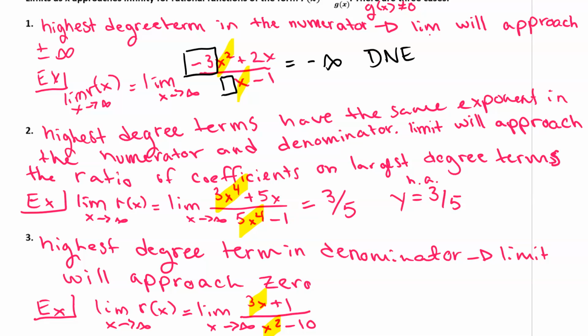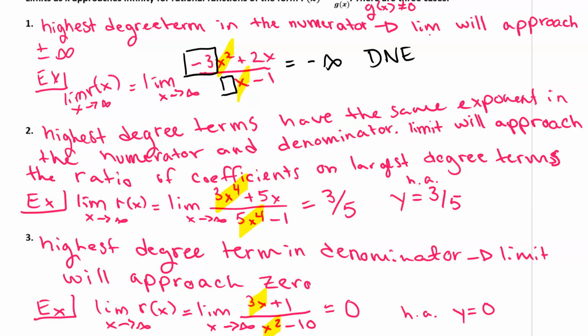So if you're thinking about plugging in really big numbers, like let's say 1,000,000, the denominator is growing much faster than the numerator. So a larger denominator means we're getting closer and closer to 0. So for these functions, they're going to end up having a horizontal asymptote at y equals 0.